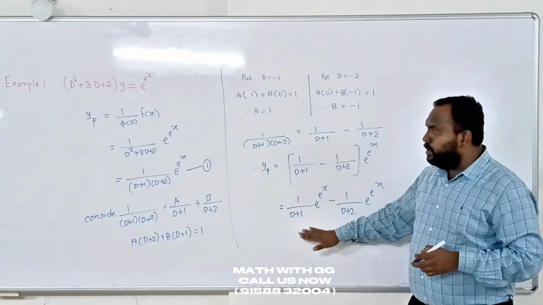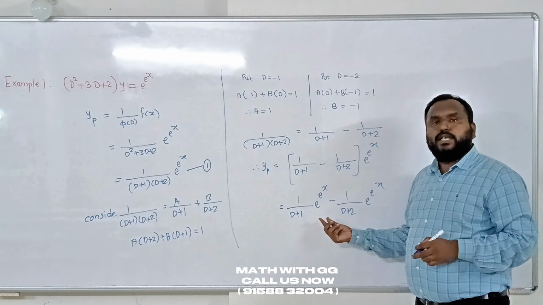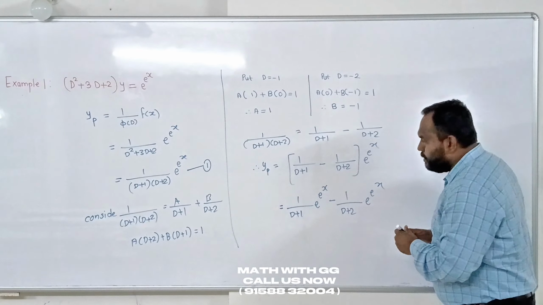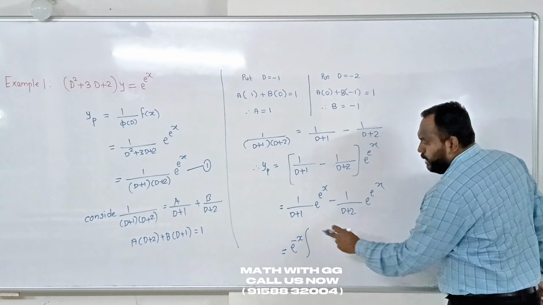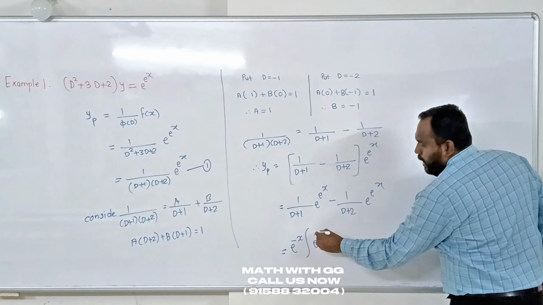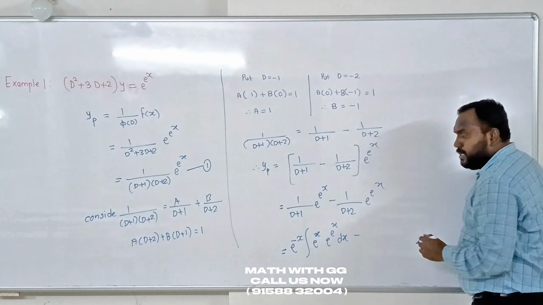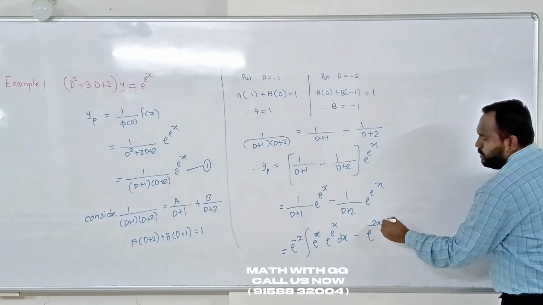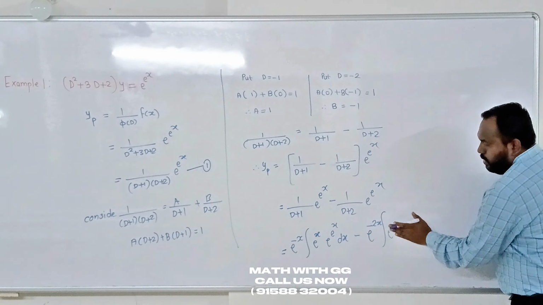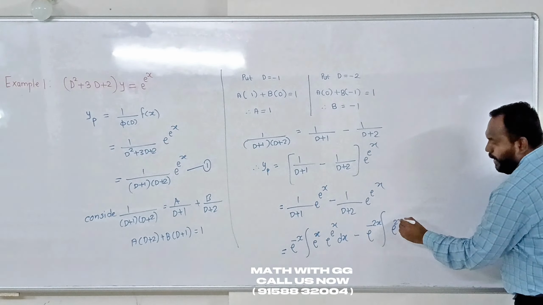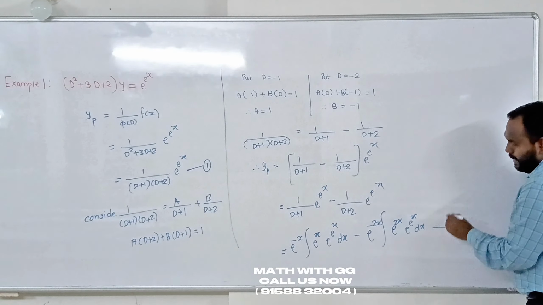Now we will use the formula for the general method of 1 upon (D plus a) f(x), 1 upon (D plus a) f(x) for both the terms. So we get e raised to minus x integration e raised to x, e raised to x dx, minus e raised to minus 2x integration e raised to 2x, e raised to x dx. Let us call this equation number 2.